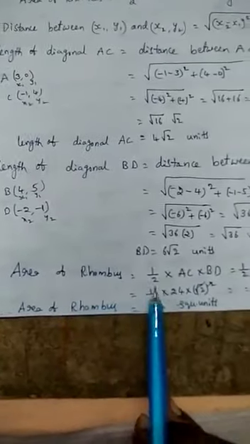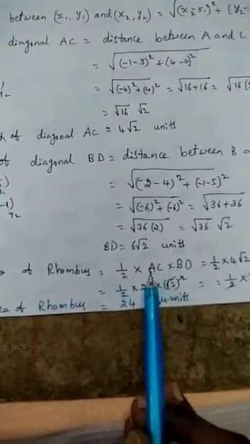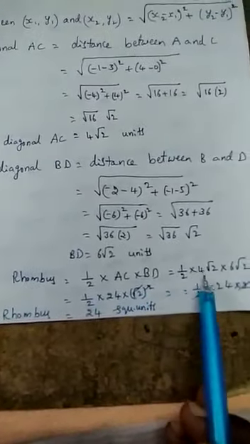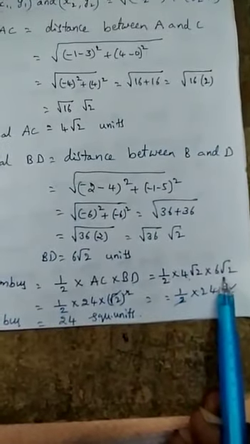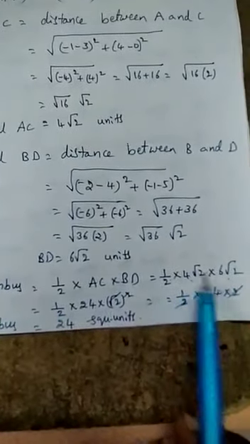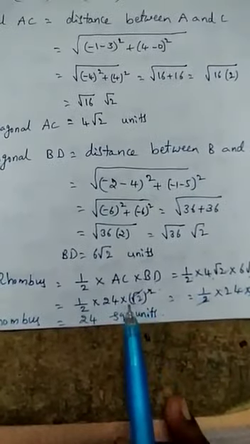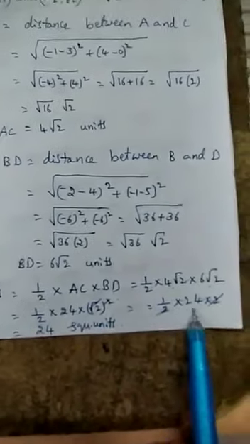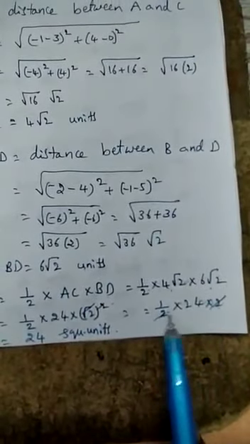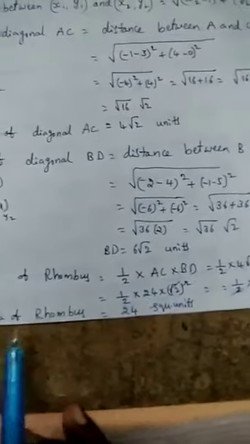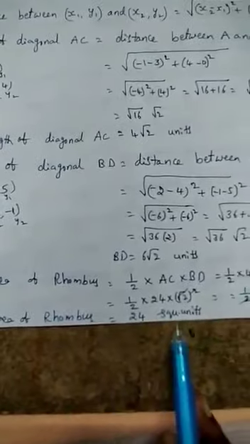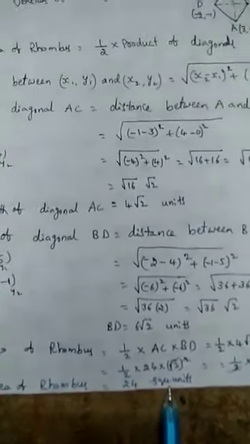Now the area of rhombus is equal to half into the product of the diagonals AC into BD, half into 4 root 2 into 6 root 2. Root 2 into root 2 is root 2 whole square, since x into x is x square. The square root will cancel, then the result is half into 24 into 2. 2 will be cancelled, then the result is 24. So area of rhombus is equal to 24 square units.